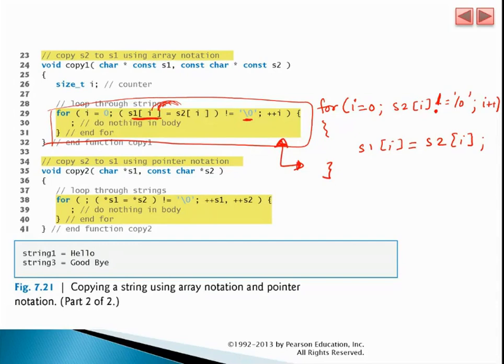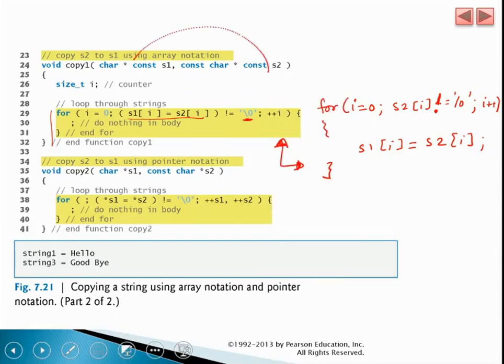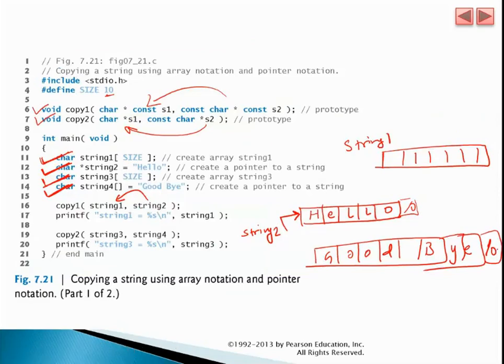If you closely look, this is also doing the same thing. We are assigning the element and then checking that the assigned element is not equal to null. If it is equal to null, we will come out of the loop. So it will copy all the elements of the second string to the first string. We have passed string 2, so hello will get copied to string 1.